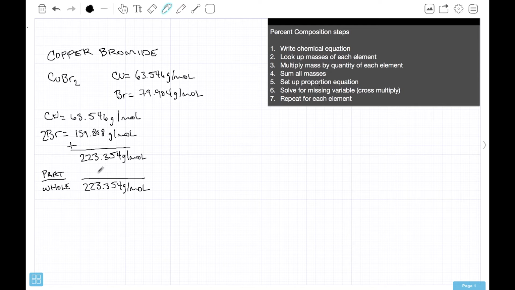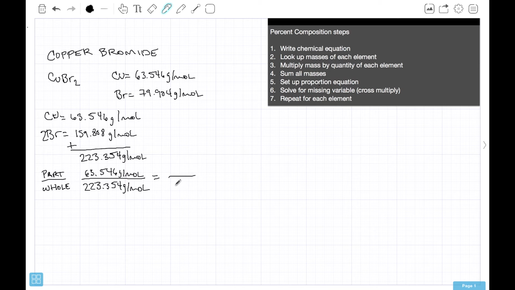And for the part, well, this time we're going to look up copper. We're going to find out the part of copper in the whole. So that is represented by 63.546 grams per mole.